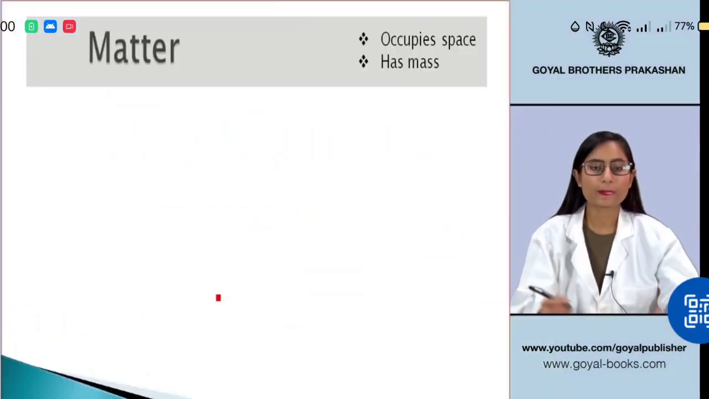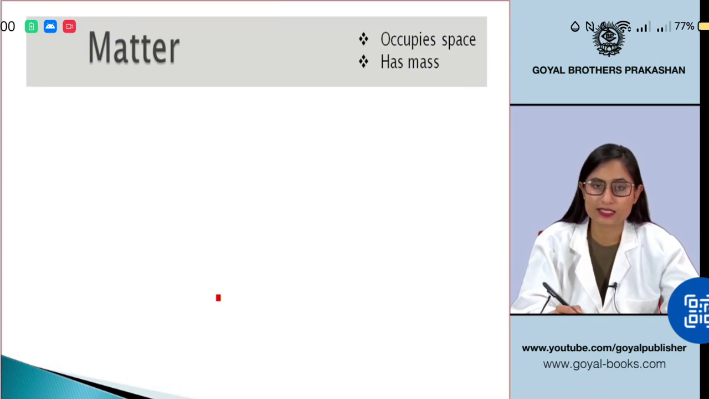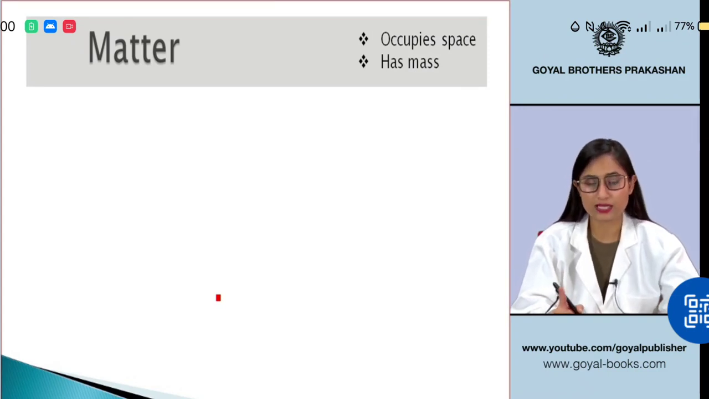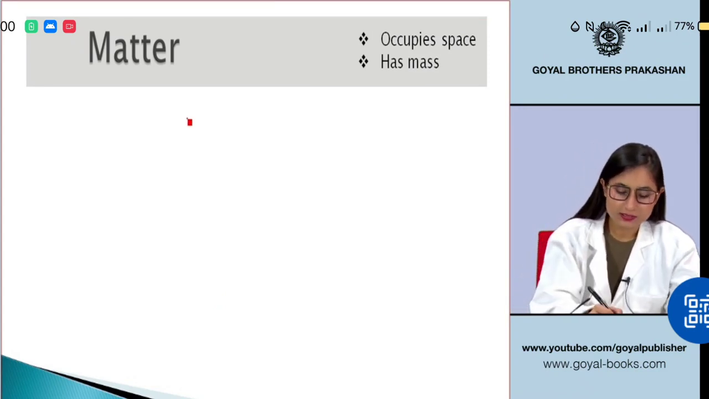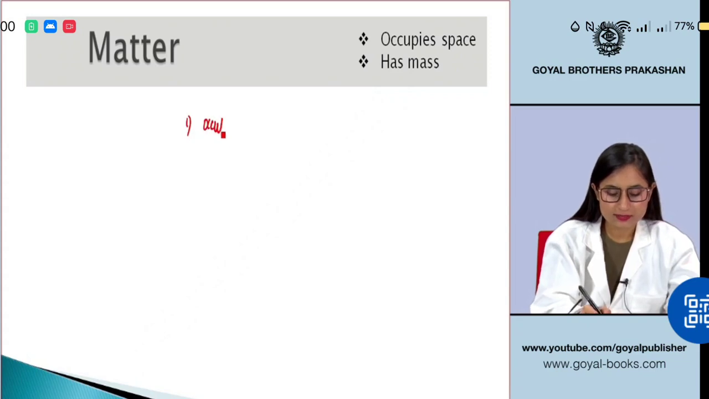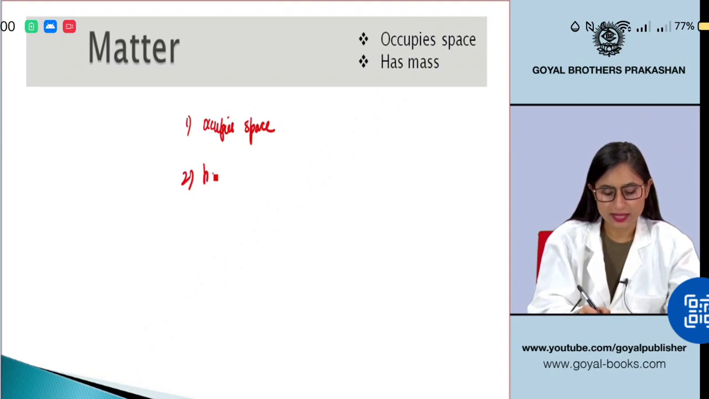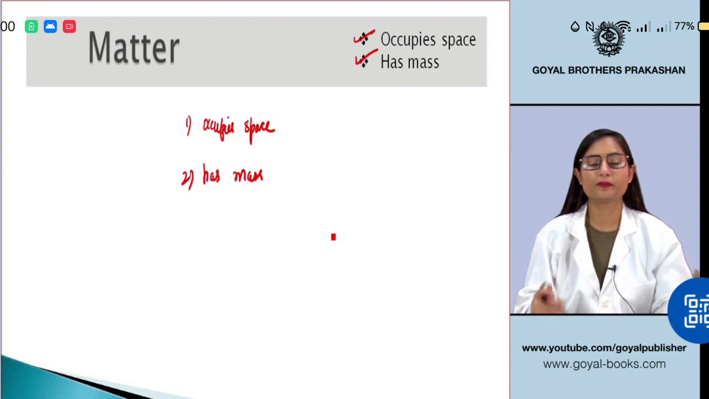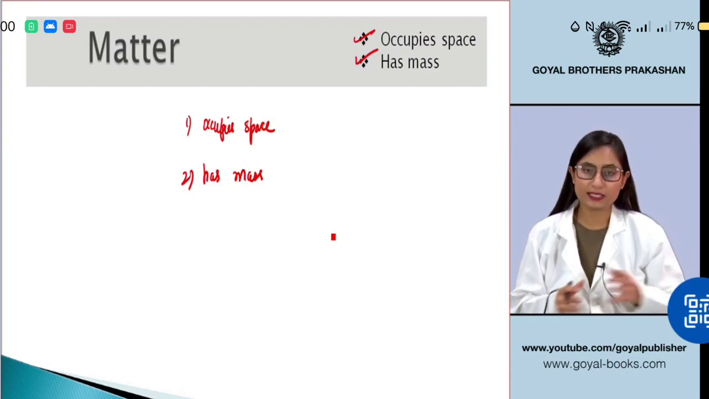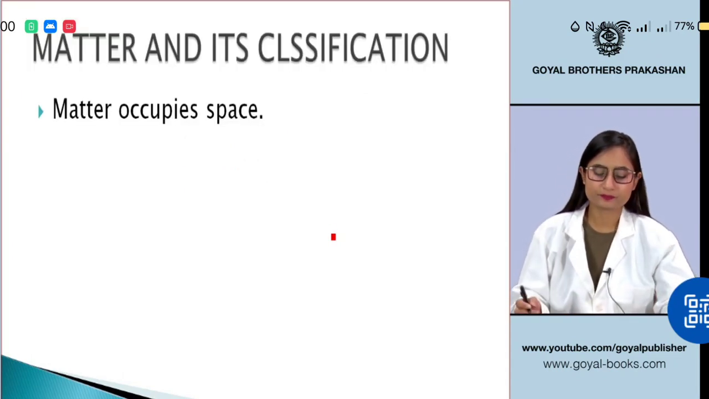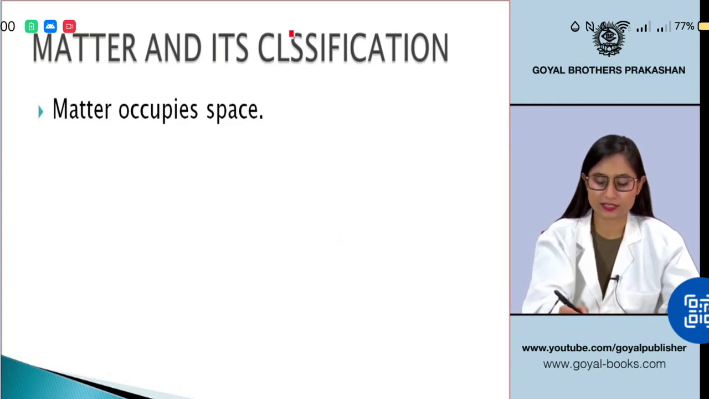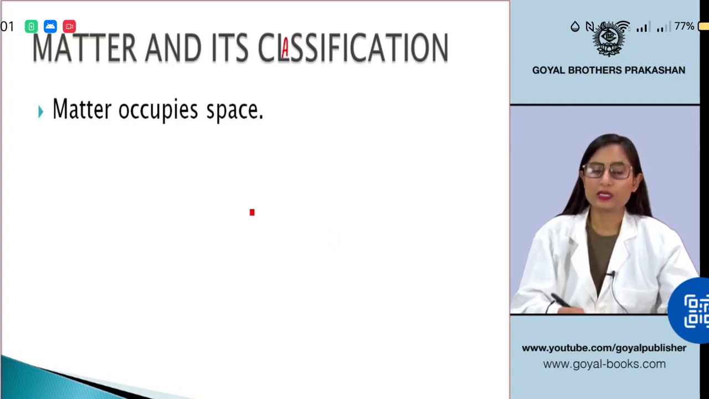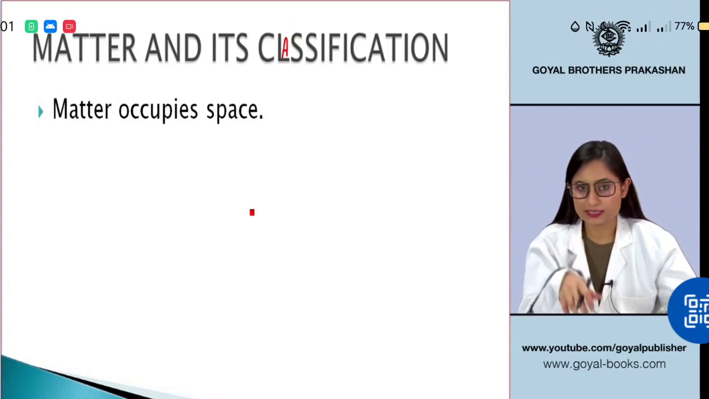We'll be starting with the first topic, which is matter and its classification. We discussed the two characteristics of matter, which are that it occupies space and has mass, which are written here also, and we will be discussing these two in detail now. So students, matter and its classification. How do we classify matter? We will be discussing this later on.